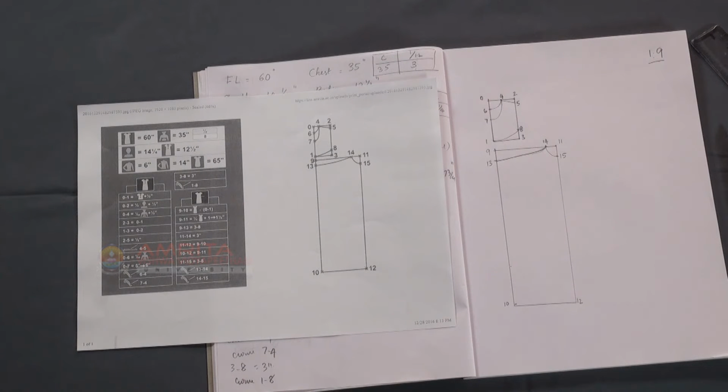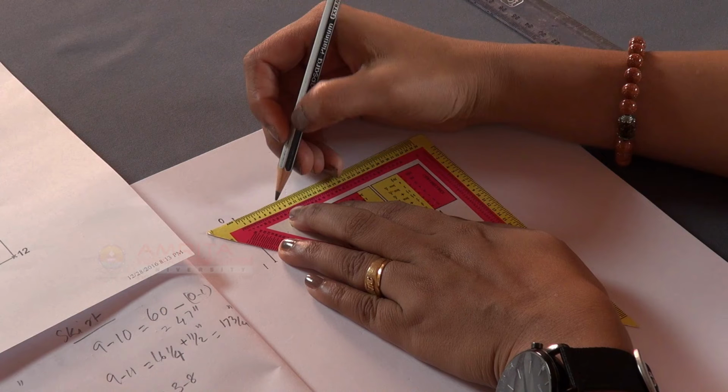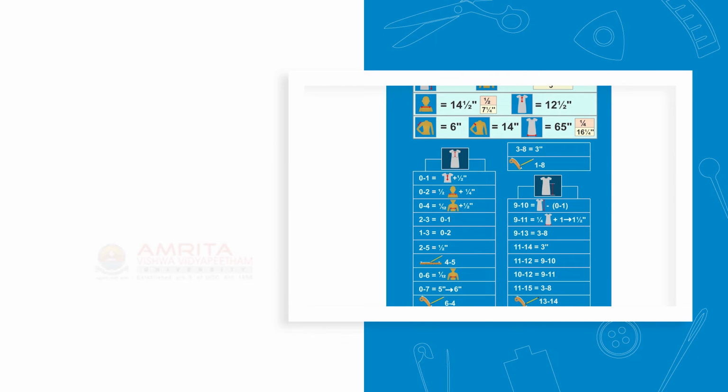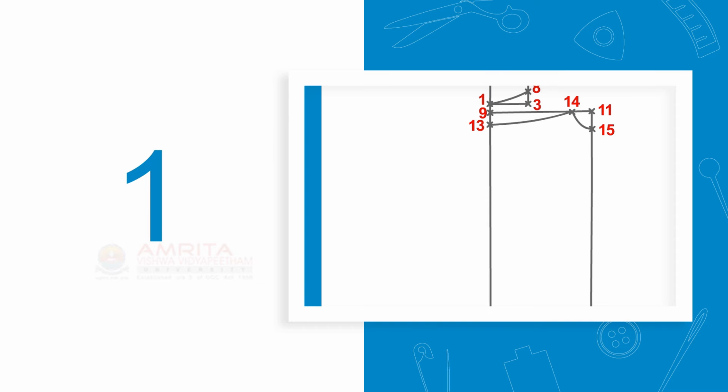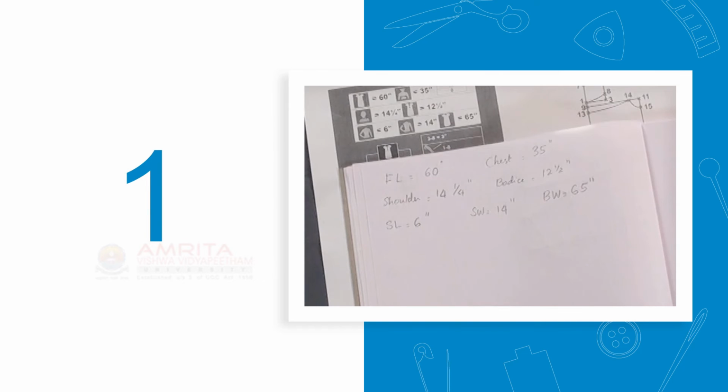In this session, we have learned how to construct pattern of a pleated nightie using a triangular scale. Before we conclude, let's take a look at the key points. Step 1. Refer the drafting instructions to see which body measurements are to be taken. Note the measurements in your notebook.